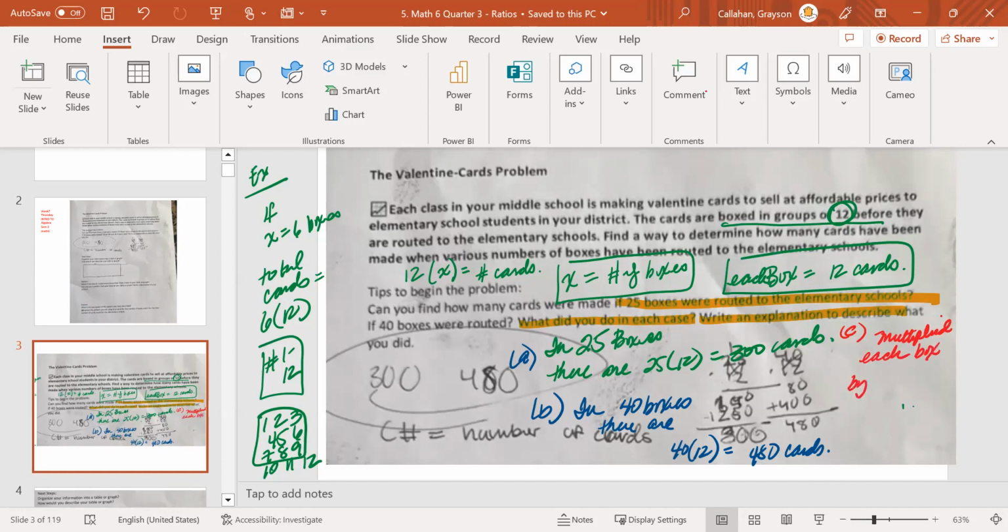Multiply each box by 12 because there are 12 cards in each box. For 25 boxes, that'll be 25 times 12. For 40 boxes, that'll equal 40 times 12. That's good. That's what you explain.